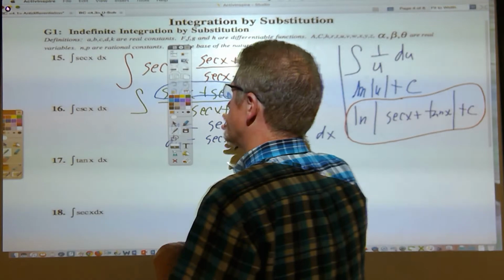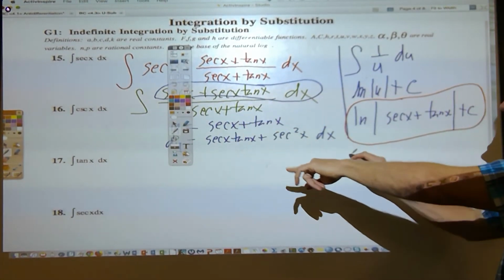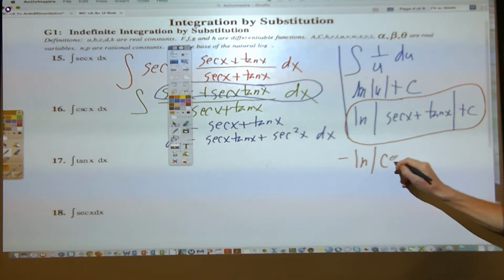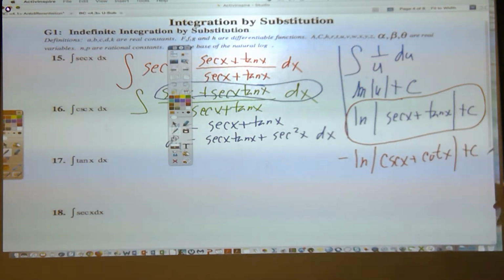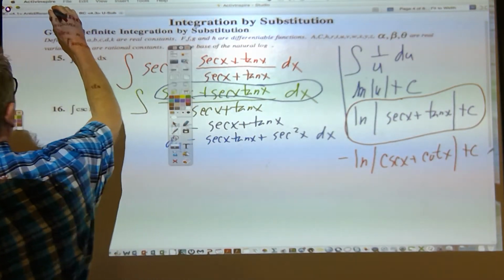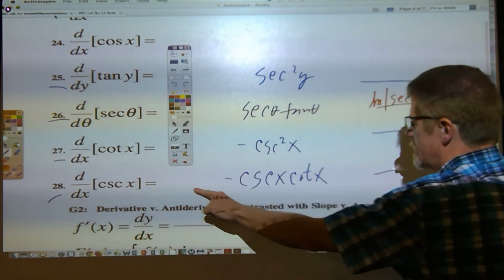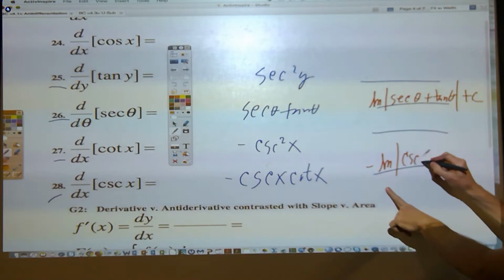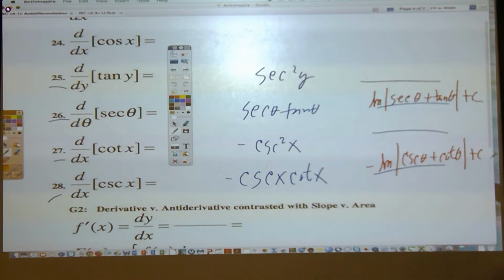Back on the other handout, for cosecant, you could go through the whole thing, but I'll just tell you right now, it's going to be negative natural log of the absolute value of cosecant x plus cotangent x plus c. You could do a similar derivation, but I just want you to know that pattern exists. So let's put that one back here. For cosecant, it's negative natural log of the absolute value of cosecant theta plus cotangent theta plus c.